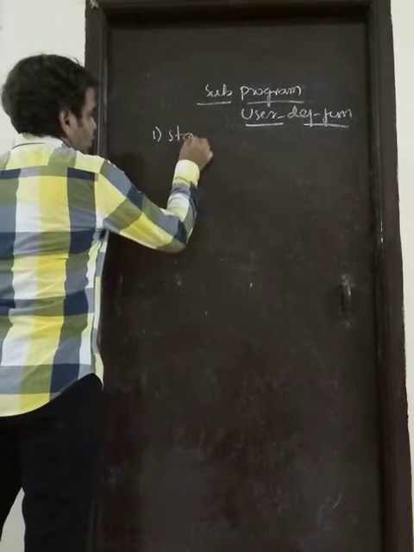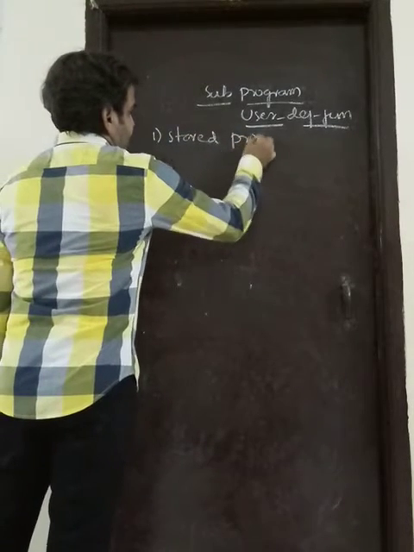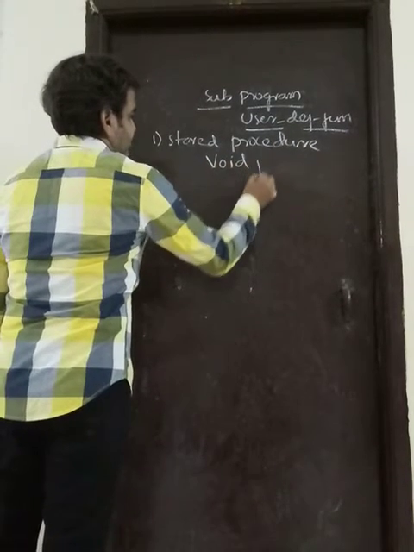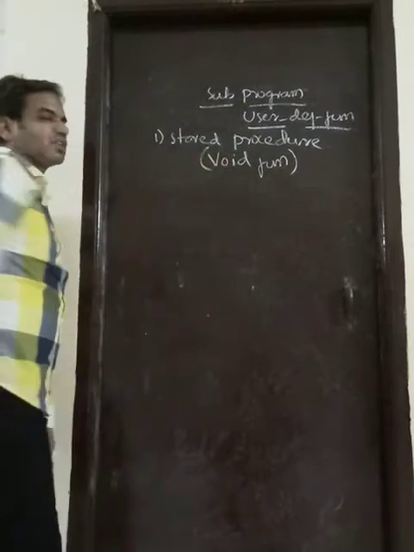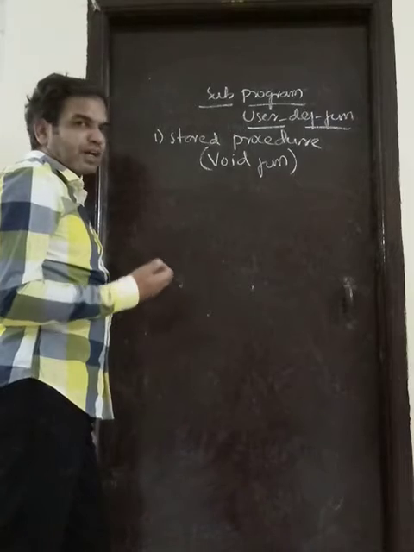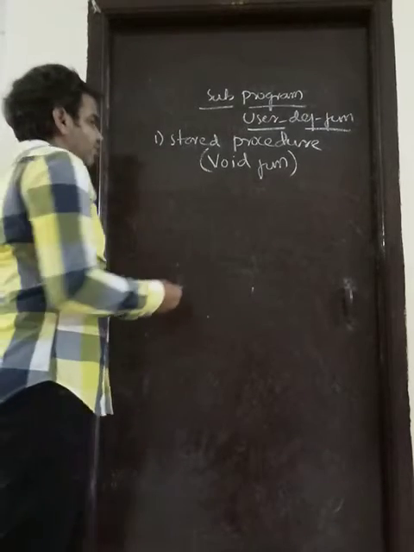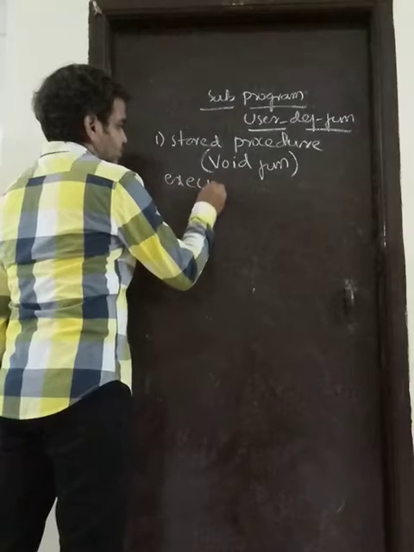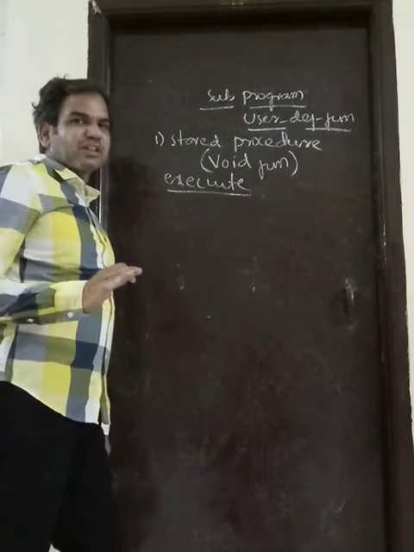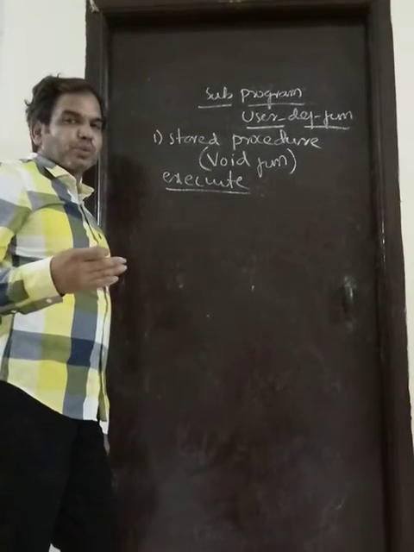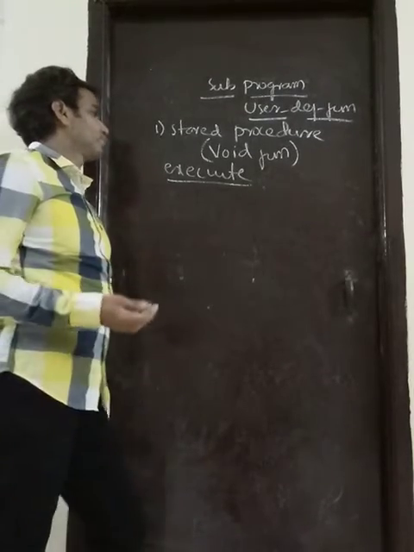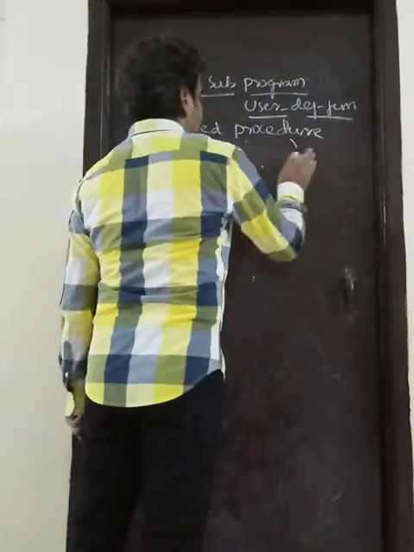First one is stored procedure. It is just like a void function in C++, because a void function is a function which will not return. So if you compare with C or C++ language, stored procedure is a void function, and to run a stored procedure we use the execute command. A stored procedure will not return any value. It will print in the stored procedure only. Any function that returns nothing is called void in C++. Okay, so just for comparison purposes I specified void function.